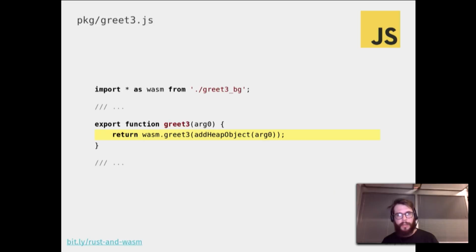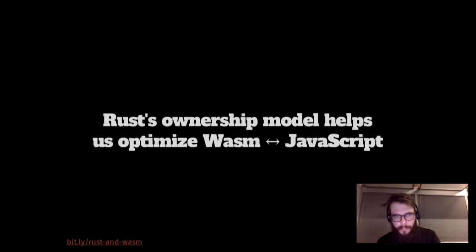So what we're seeing here is wasm-bindgen will actually look at the ownership and the borrowing in a function signature, and it will use that information to generate more efficient bindings when it's safe to do so. So Rust's ownership model actually helps us optimize the bridge between wasm and JavaScript in that zero-cost abstraction principle that we saw earlier.